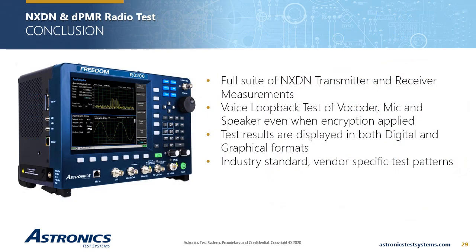The Freedom R8000 series of communication systems analyzers provides the right tool for your NXDN and dPMR testing needs. It provides a full suite of NXDN or dPMR transmitter and receiver measurements. The voice loopback test tests the vocoder, the mic, the speaker, even when encryption is applied. Test results are displayed both in digital and graphical formats, helping you to quickly identify potential problems. And again, we support all industry standard vendor-specific test patterns.